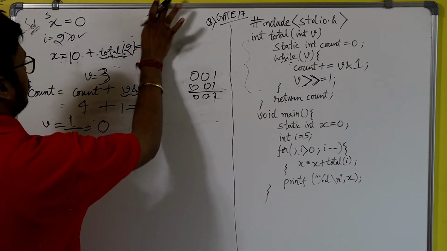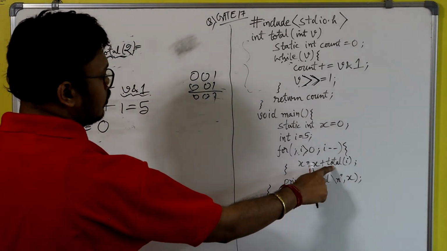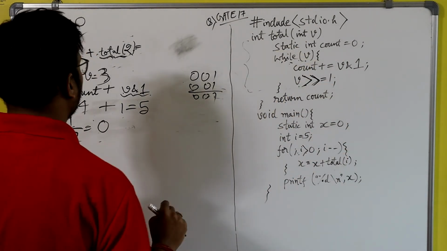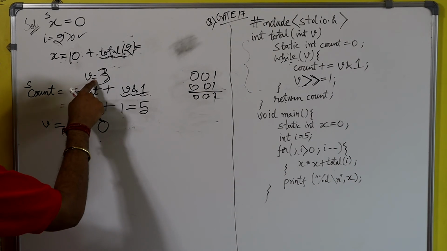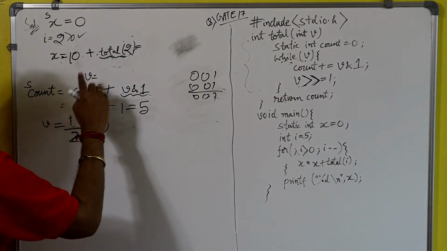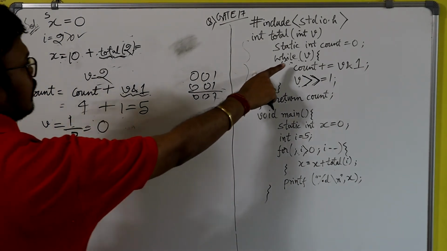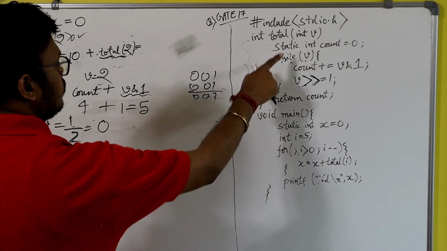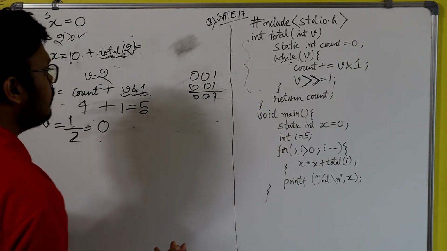So now let's again this total function will be called here. Since the parameter is 2, the value of V will also become 2. Now again, let's come to this while loop. While V means what? While 2. While 2 is a true statement.